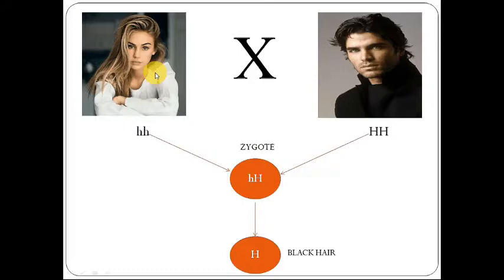For example, this female here has blonde hair. Say she has a genotype of 2 small h's, and the male has 2 capital H's as his genotype. From here, small h is passed on to the zygote, and the capital H is passed on to the zygote, which forms the child with black hair.